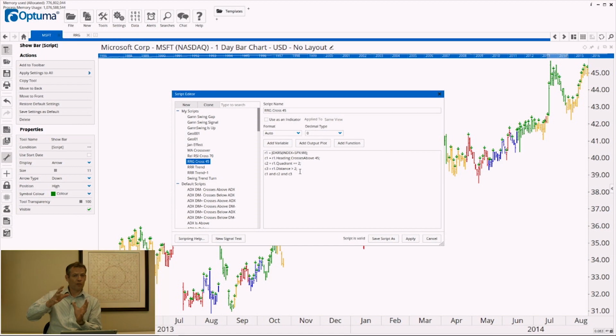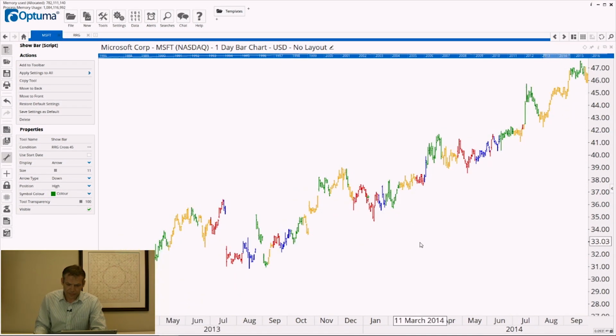Again, we talked about in the RRGs that when you're further away from the center of the RRG, you've got more potential to get alpha over the benchmark. So we put in that extra distance calculation to make sure that we're picking up the ones that are further on the outside. And then the last line here, I'm just saying that I want condition 1, condition 2, and condition 3 all to be true. So let's hit apply to that.